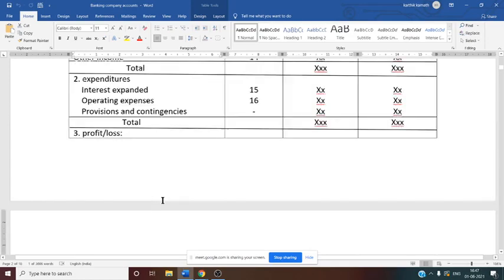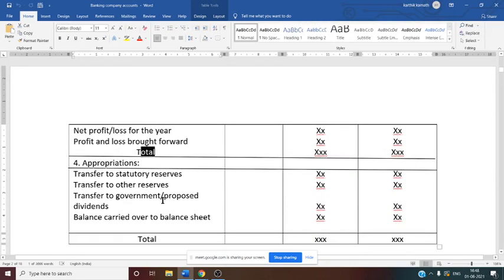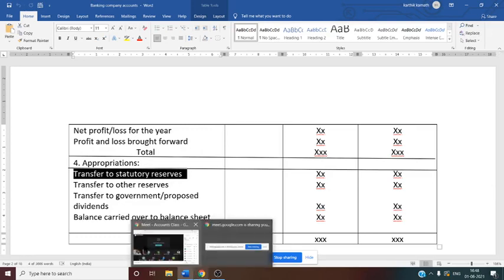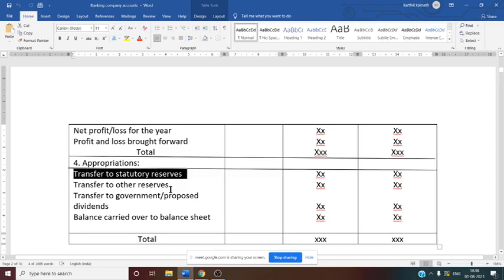So now we got three totals: income total, expenditure total, then profit and loss total. Now the fourth part of the profit and loss account is appropriation. Appropriation means, first, transfer to statutory reserve. Statutory reserve means there is a certain requirement for banks: out of the profit they have to keep certain amounts towards the statutory reserve. In our syllabus, as per the Banking Regulation Act of 1949, that is 20%. Suppose you got any profit, from that you have to keep 20% towards statutory reserve. That is very important.